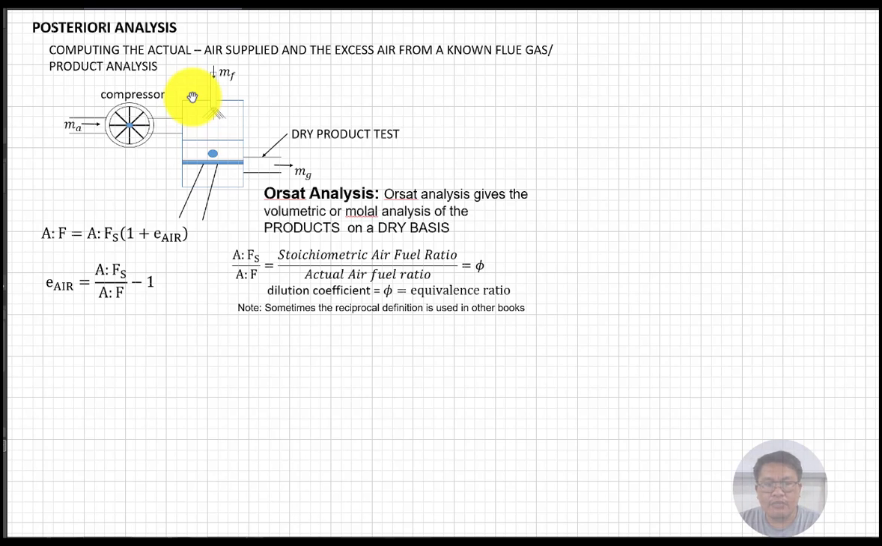Now this time, posteriori is in determining the actual air fuel ratio based on the product of combustion. So kung ilan na yung na-produce niya. So this is by means of taking the product by means of the dry product test.